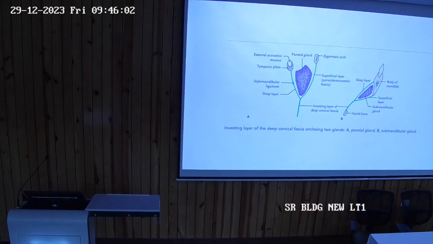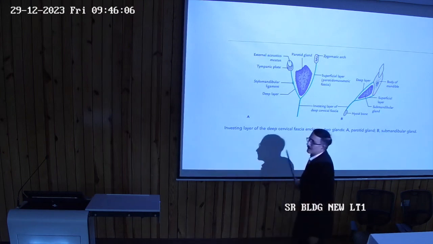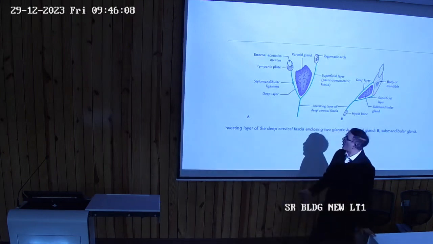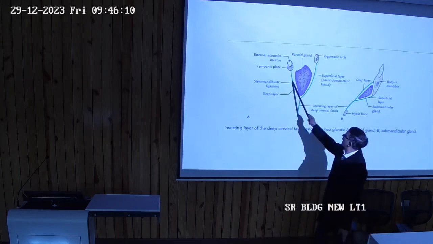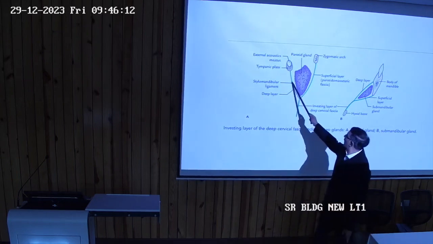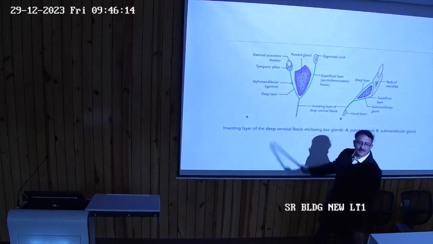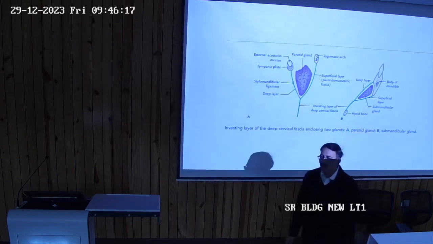A part, which lamina is thick? Superficial. Which is thin? Deep. But a small part of the deep lamina thickens. That small part, which you can see here, is the thickening. This is forming a ligament called the stylomandibular ligament.